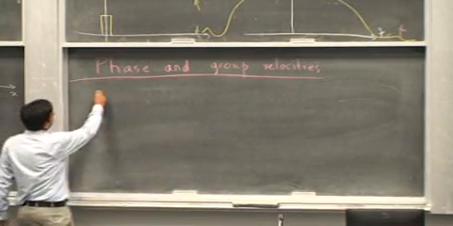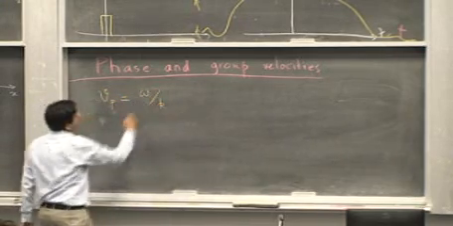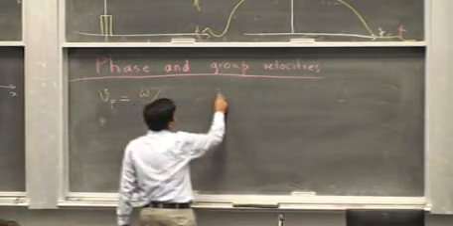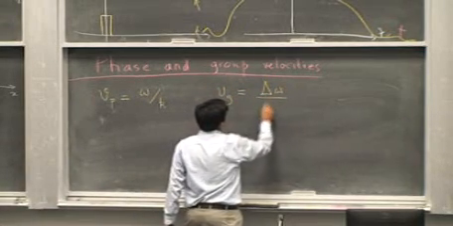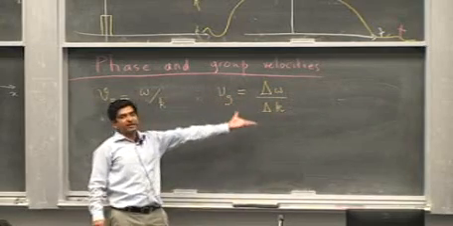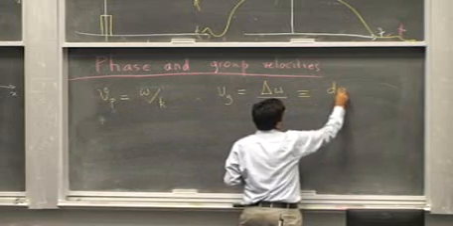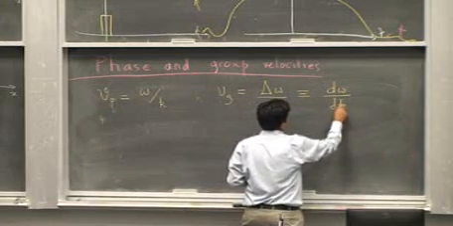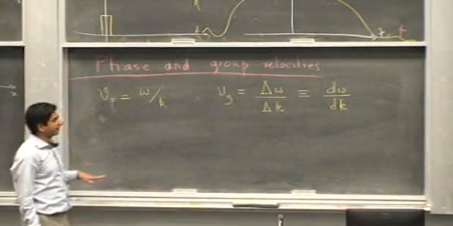Alright, so we know that the phase velocity is given by omega over k, and the other day we also defined a group velocity Vg, which is given by delta omega over delta k. Now if delta omega is very small and delta k is very small, you can write this as d omega over dk. So this is the group velocity of a wave packet.